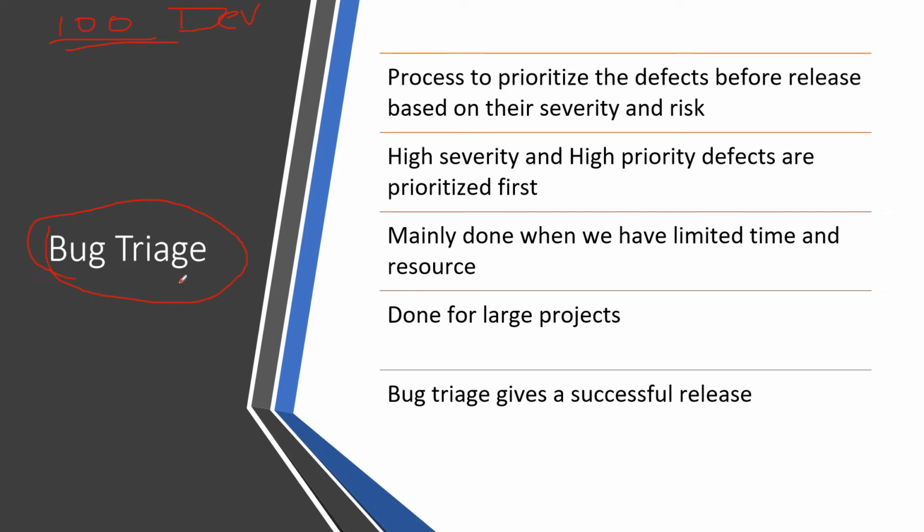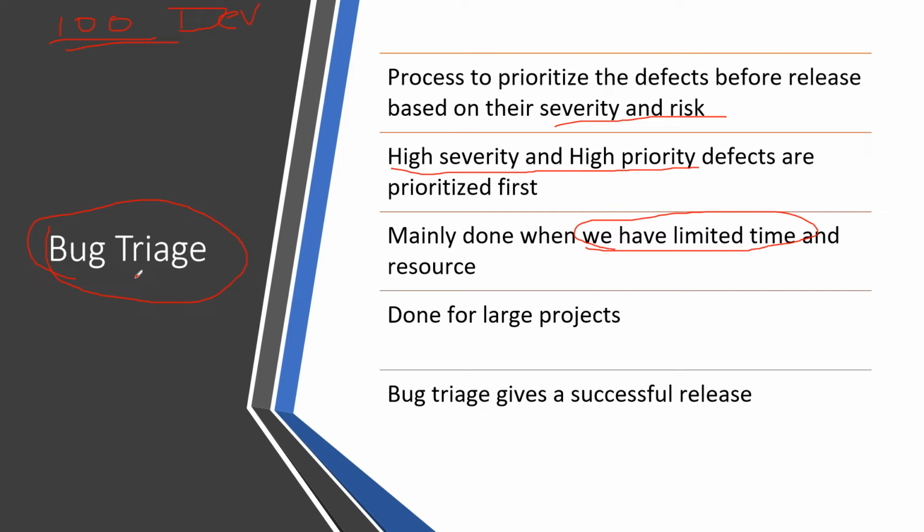This is a meeting conducted as a process to prioritize the defects before release based on severity and risk. High severity and high priority defects will be picked first. And if we have very limited time for a release, at that time this bug triage meeting will happen, not all the time.